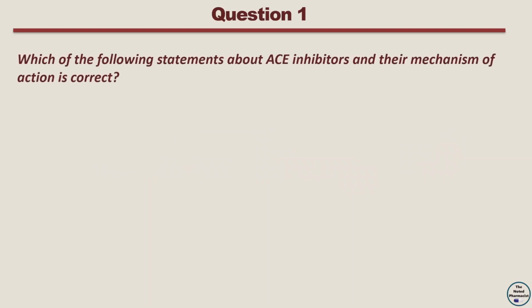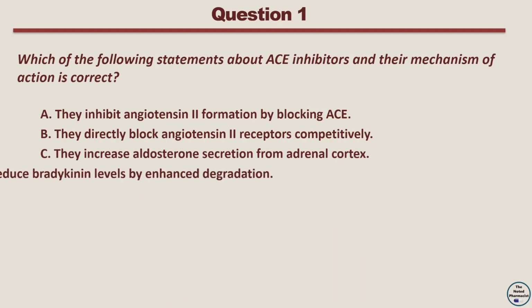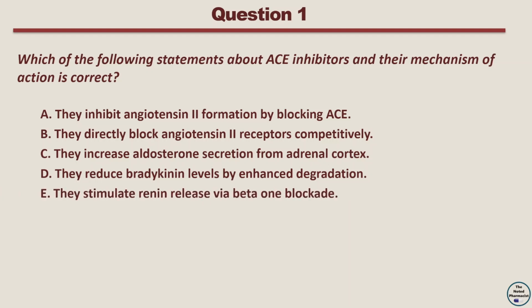Question 1. Which of the following statements about ACE inhibitors and their mechanism of action is correct? Option A. They inhibit angiotensin II formation by blocking ACE. Option B. They directly block angiotensin II receptors competitively. Option C. They increase aldosterone secretion from adrenal cortex. Option D. They reduce bradykinin levels by enhanced degradation. Option E. They stimulate renin release via beta-1 blockade.